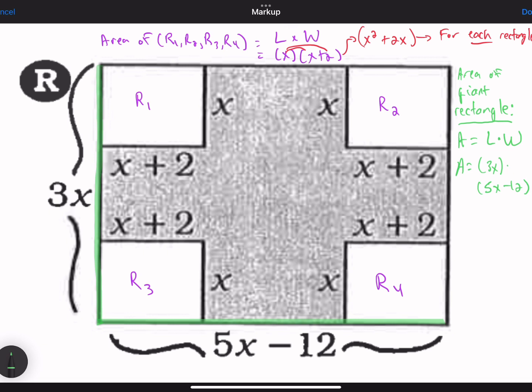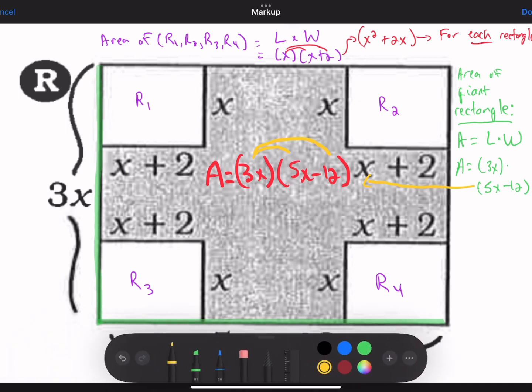Now what I'm going to do is I'm going to solve this one in the middle here so that you can see this a lot clearer. Placing this in the center over here, I'm going to do the FOIL. So I'm going to go 3x times 5x, and that's going to give me 15x squared. And then 3x multiplied by negative 12 is going to be minus 36x.